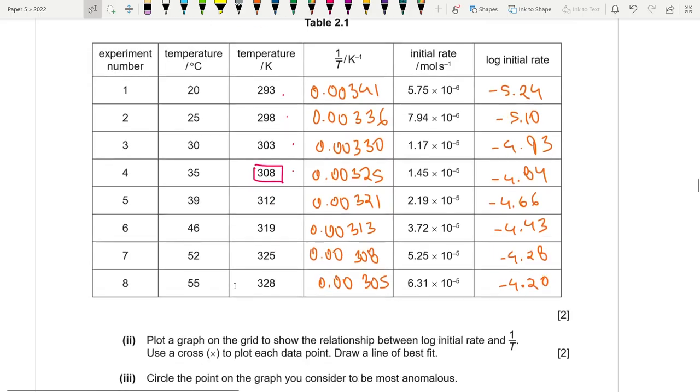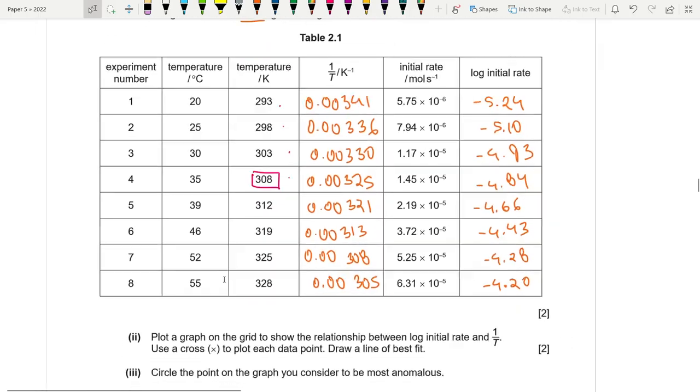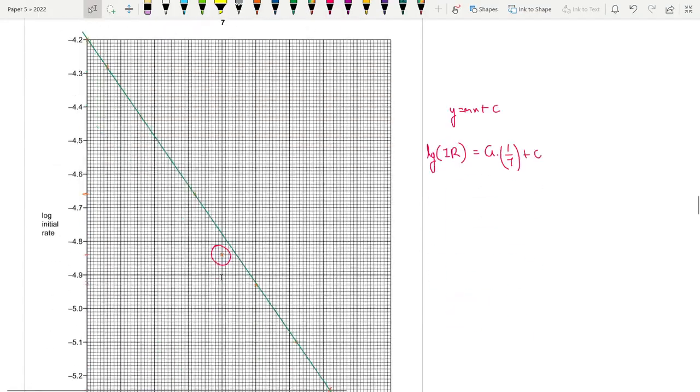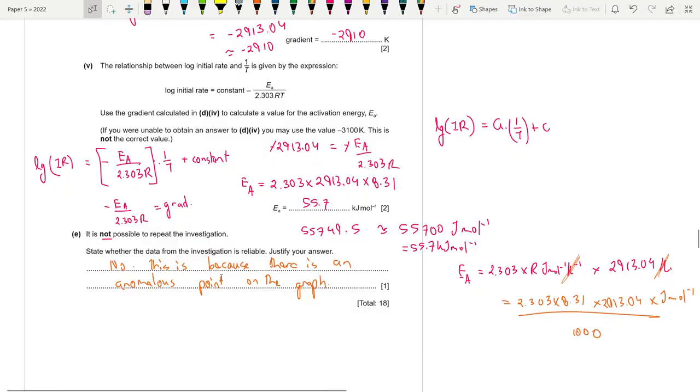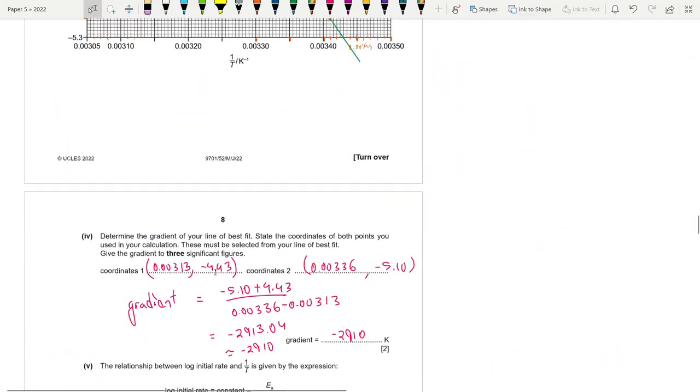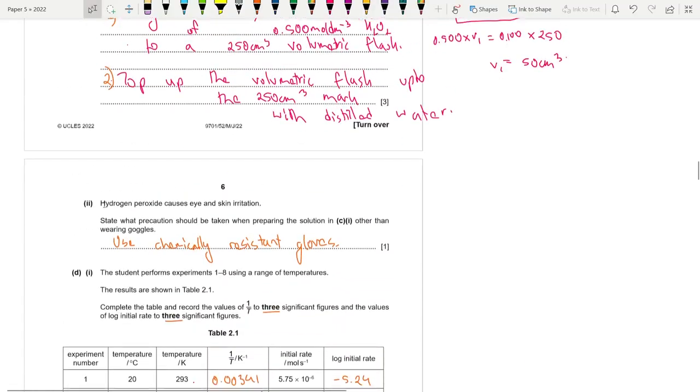Now let's begin. We don't have much left. We just have a table. We have to plot the points, gradient, and just a few questions. We're just going to take 15 minutes. Let's go ahead then.